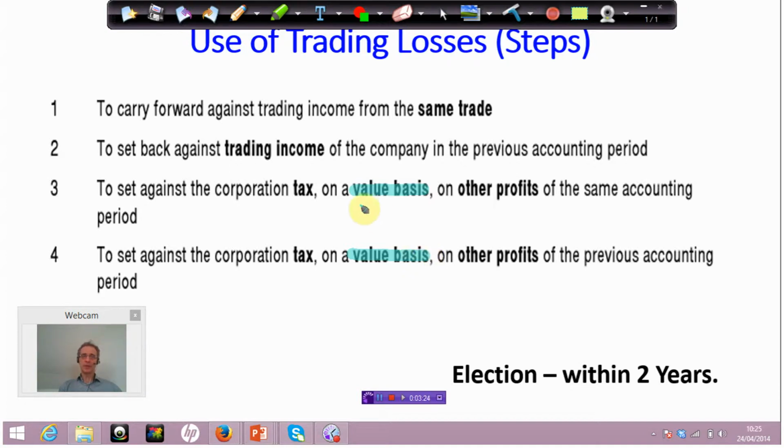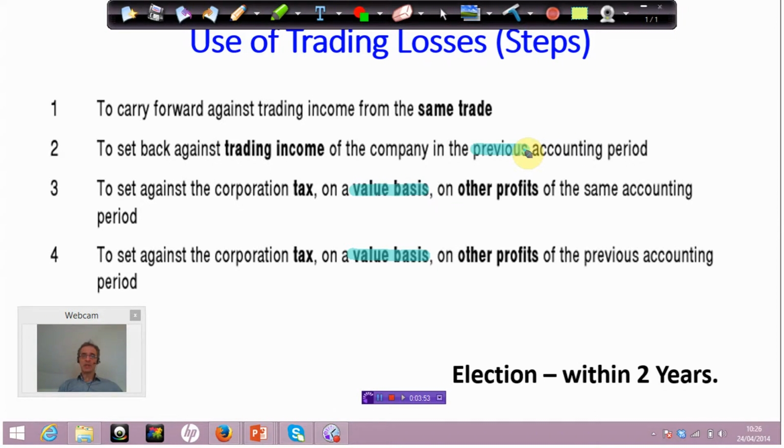Okay. Now, in terms of these options, let's look at 2, 3, and 4 first. The first thing that we're required to do, if there is trading income in the previous period, is to say, well, can we utilize the trading loss for the current year against the previous year? And that would be on a full basis. In other words, we'll take the loss from the current year and simply carry it back and deduct it from that trading income of the previous accounting period of 12 months.